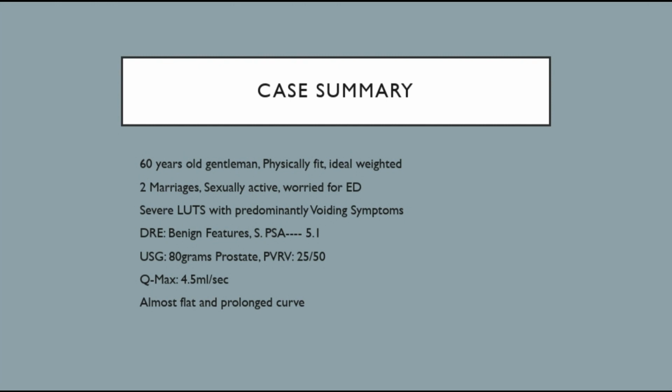Today we are discussing a case of a male patient who is 60 years of age, is physically fit and has an ideal weight, has had 2 marriages and is sexually active, and he's very much worried about his erectile dysfunction. He also has severe lower urinary tract symptoms with predominantly voiding symptoms. On DRE, he has benign features of the prostate and serum PSA is 5.1.